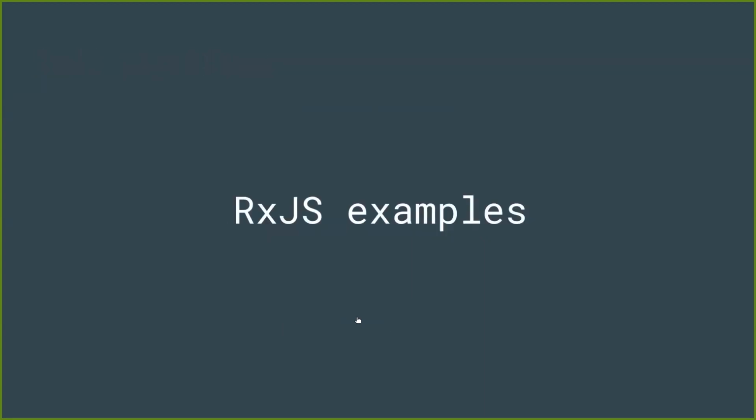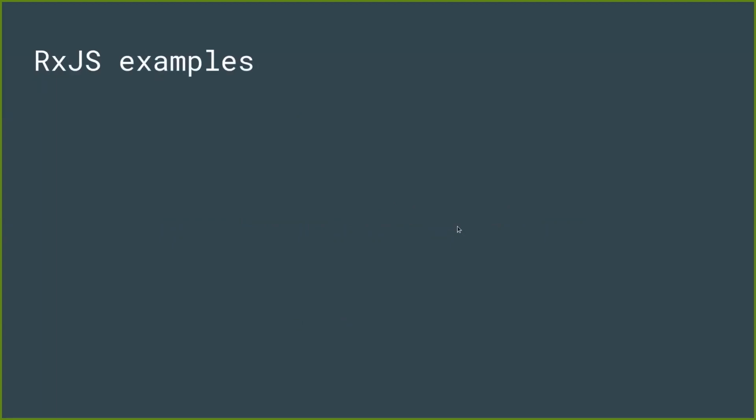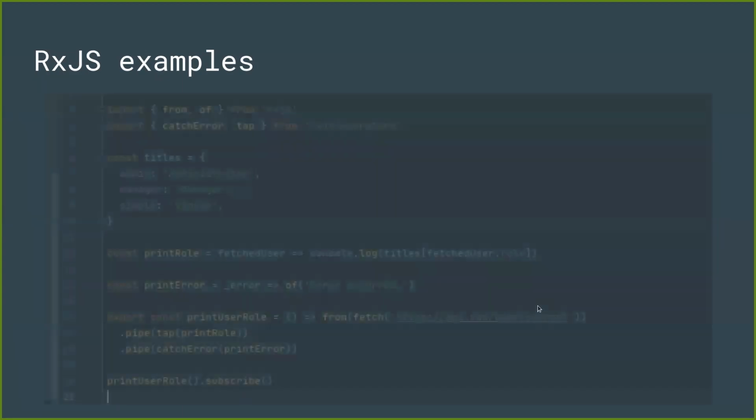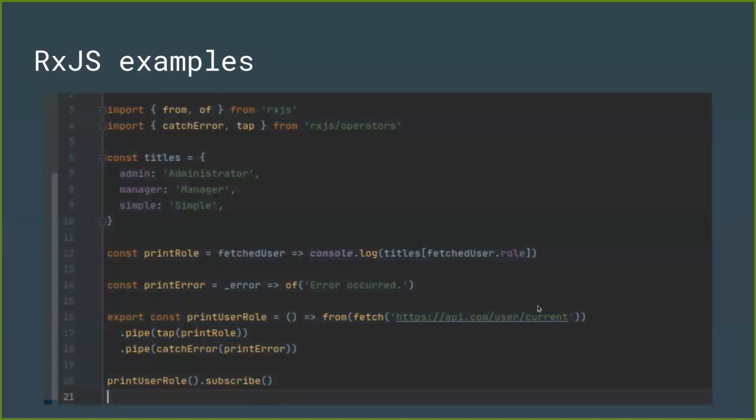Now let's jump to some examples. Let's say we want to do the same thing we did before. We want to fetch the user and print its role. Otherwise, we want to print the error that occurred, right? So the code would look like this, and then let's try to analyze it.